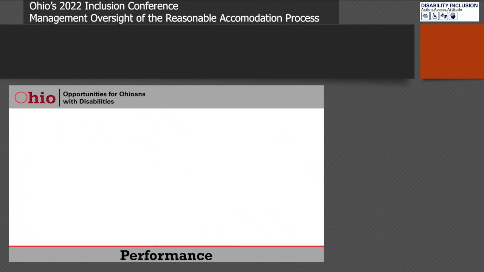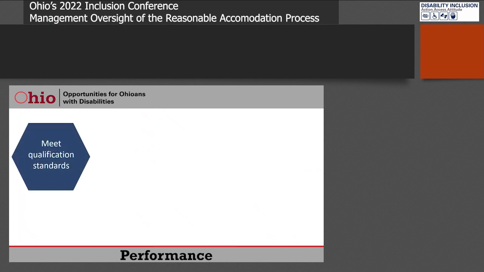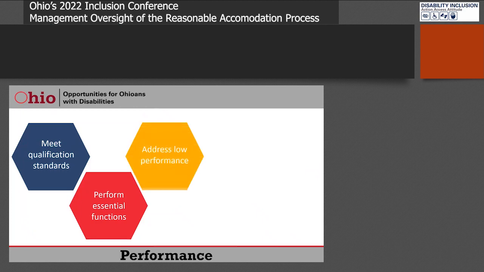Just as a review, to be considered qualified under the ADA, an individual with a disability must meet the job's qualification standards that are job-related and consistent with business necessity, and be able to perform the essential functions of the job with or without a reasonable accommodation. Right, Dustin. So based on this, supervisors can expect all employees, including employees with disabilities, to be qualified to perform the job's essential functions. Part of the supervisor's role is to manage performance, which includes addressing low performance.